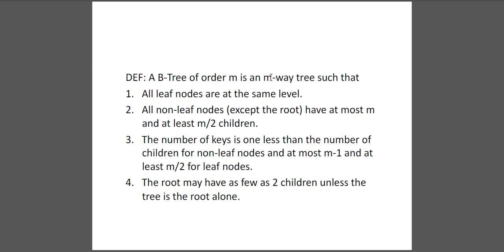Suppose the value of m is 4, then maximum 4 children should be there for all non-leaf nodes, and a minimum 4 by 2, that is 2 children. Minimum 2 children, maximum 4 children must be there if the value of m is 4. The number of keys, that is the values, is 1 less than the number of children. So if you have 4 children, then the number of values that can be stored in the node is 4 minus 1, 3. A node can contain 3 values, then it can have 4 children.